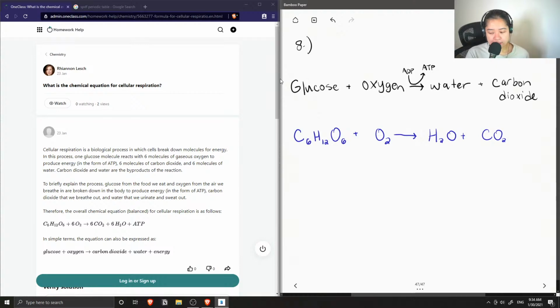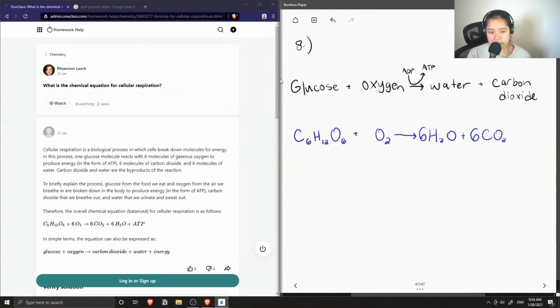So let's balance out the carbon first. There are 6 atoms of carbon on our reactant side, and there's only 1 on our product side. So we need to put a coefficient of 6 in front of CO2. And now let's balance out our hydrogens. There are 12 hydrogens on our reactant side and only 2 on our product side. So then we're going to add a coefficient of 6 in front of H2O as well.